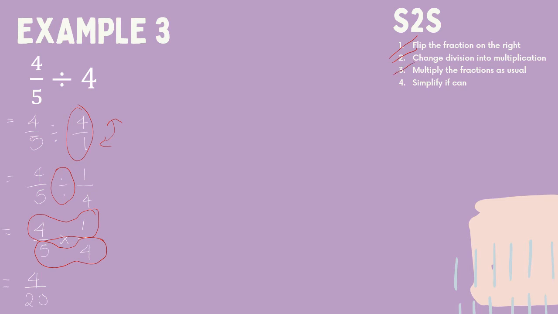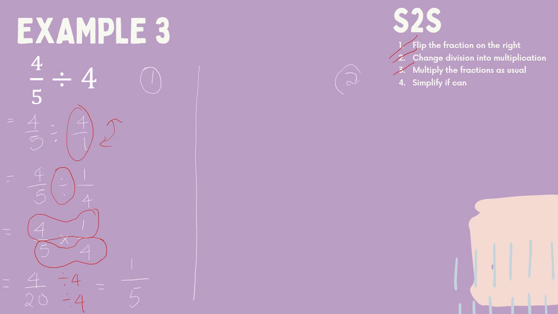Step 4, simplify if can. Ask yourself, can you reduce this fraction further? Can you divide them by the same factor? I think, yeah, you can. Both of the numbers are in the times table of 4, so you can divide them by 4. So 4 divided by 4 gives 1. 20 divided by 4 gives 5, and that is the reduced version of the fraction. There is another method where you can use the cancelling method for this one. So this is method 1.